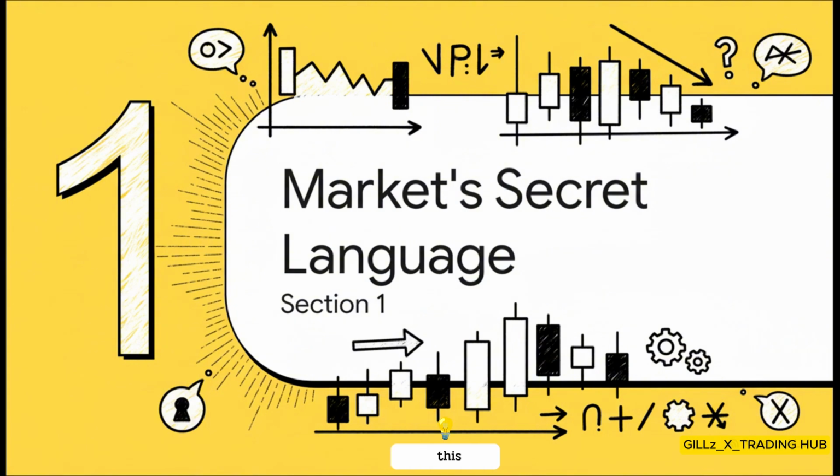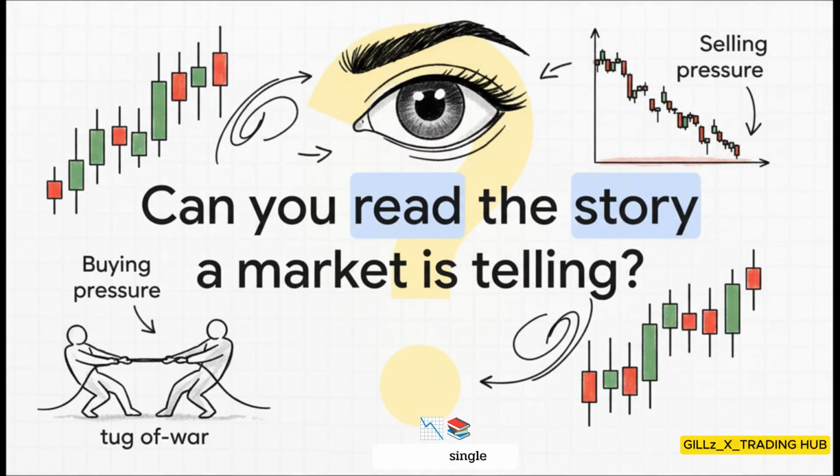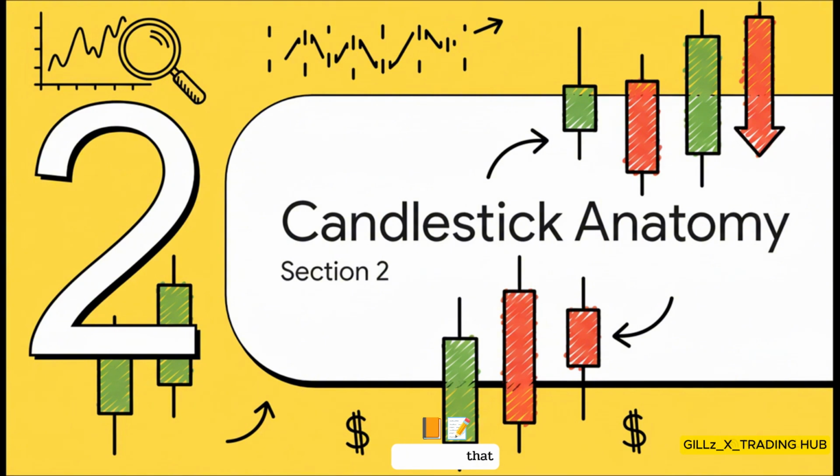Section 1. This idea of the market having its own secret language. Every single chart out there is telling a story. It's this minute-by-minute, day-by-day narrative of the constant tug-of-war between buyers and sellers. And once you learn how to read it, you're not just looking at lines on a screen anymore. You're actually interpreting a live, dynamic event. Okay, so to read that story, you gotta know the basic words, right? So let's dive into Section 2 and break down the anatomy of a single candlestick.